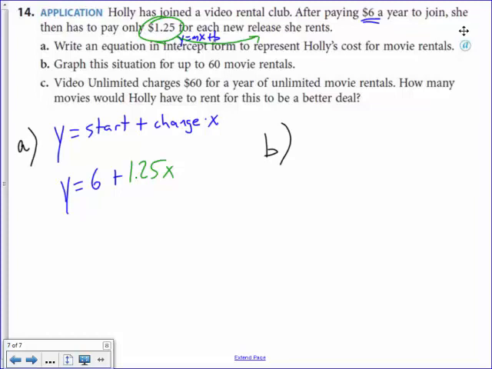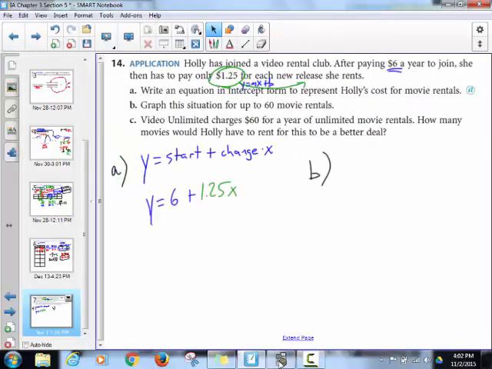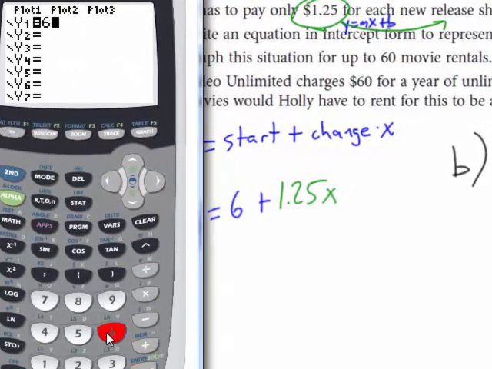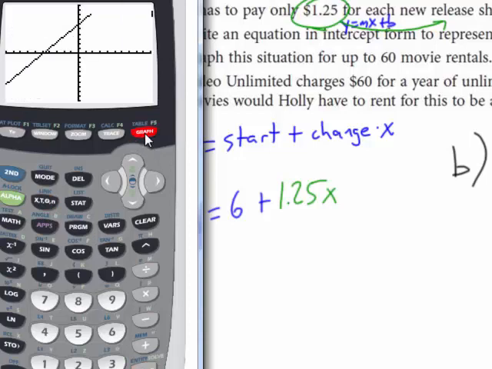it asks to graph the situation for up to 60 movie rentals. Okay, so let's actually do that on our calculator. Let's go ahead and bust these out. So I'm going to go into my y equals, and I'm going to graph that. 6 plus 1.25x. Graph. Did that show up to 60 movie rentals? I don't think so. Well, how would I change this?